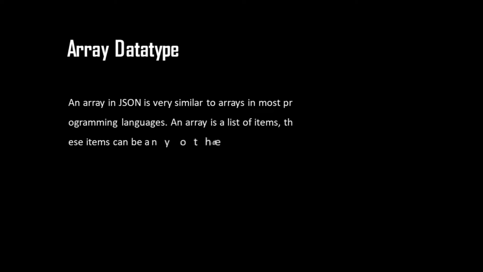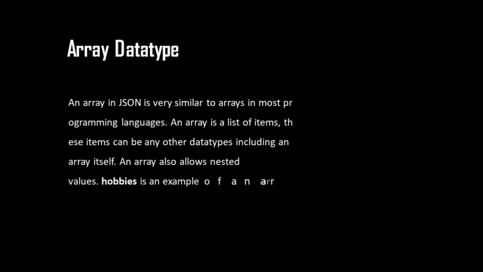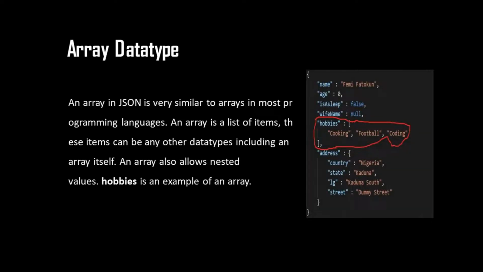Now I'm going to talk about the array data type. An array in JSON is very similar to arrays in most programming languages. Some languages refer to them as lists, but it is most popularly known as arrays. An array is a list of items, and in JSON, these items can be any other data types, including an array itself. So we can have an array inside an array. We can have a string, a number, a boolean, null, and we can also have an object.